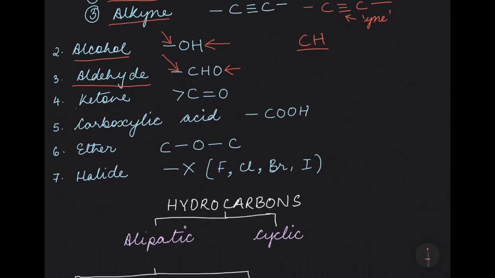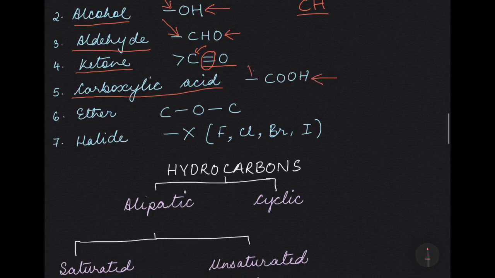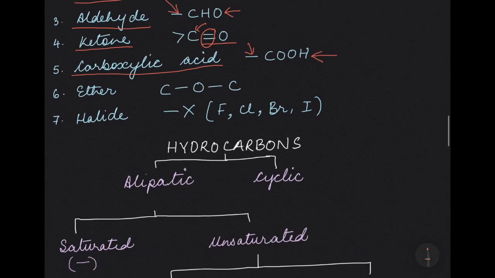It is called a ketone if oxygen is attached to one of the carbons by a double bond. Then it is a carboxylic acid if a COOH group is attached by a single covalent bond. And then it is known as ether if oxygen is attached to two different carbon atoms by means of a single bond on either side.